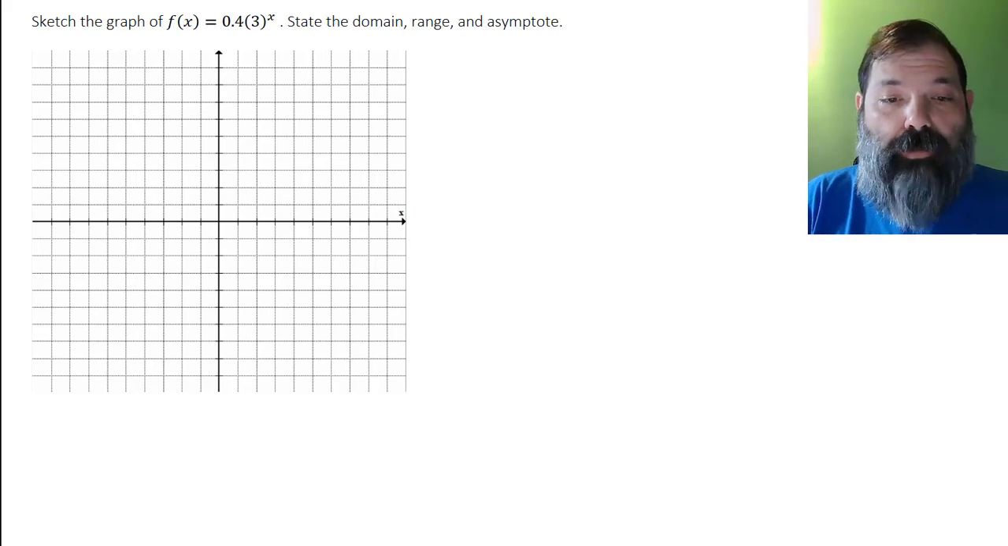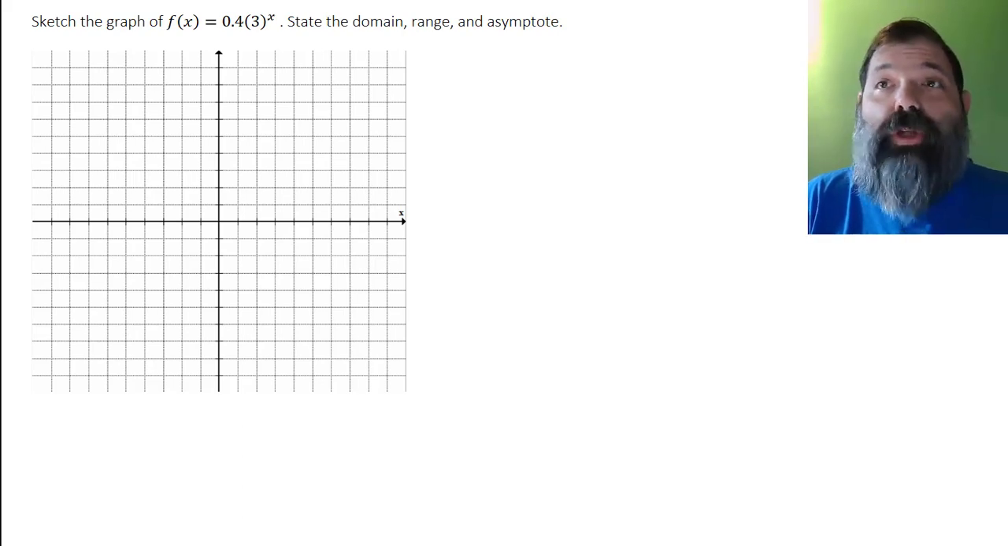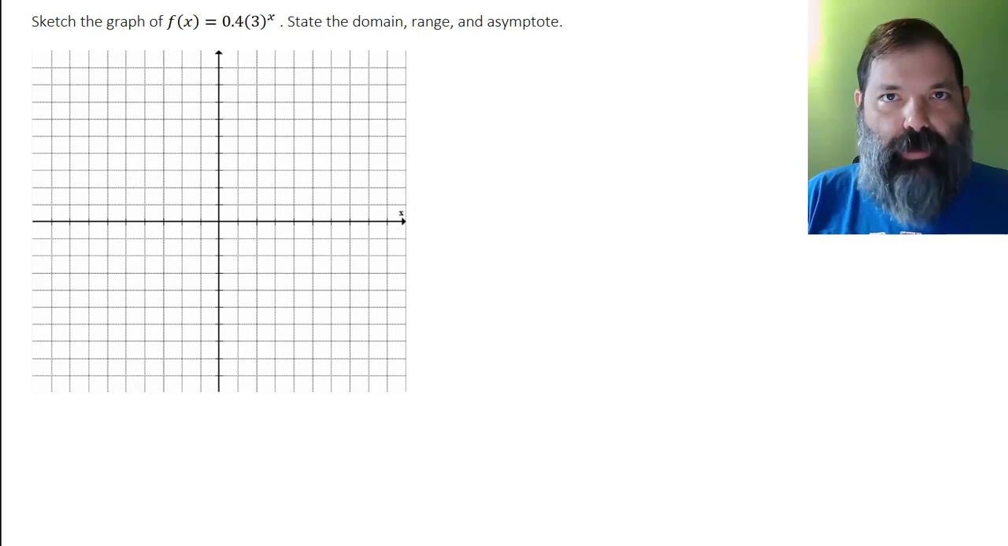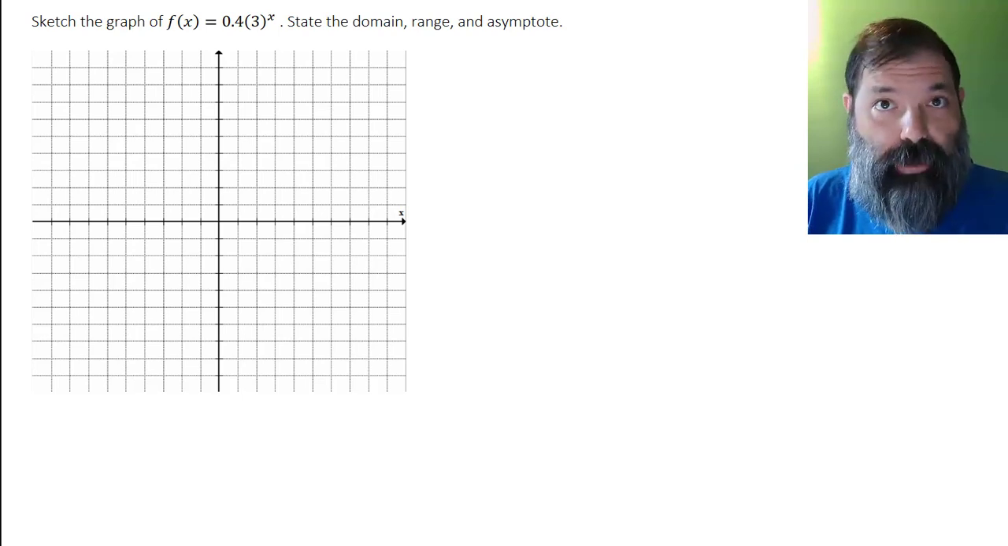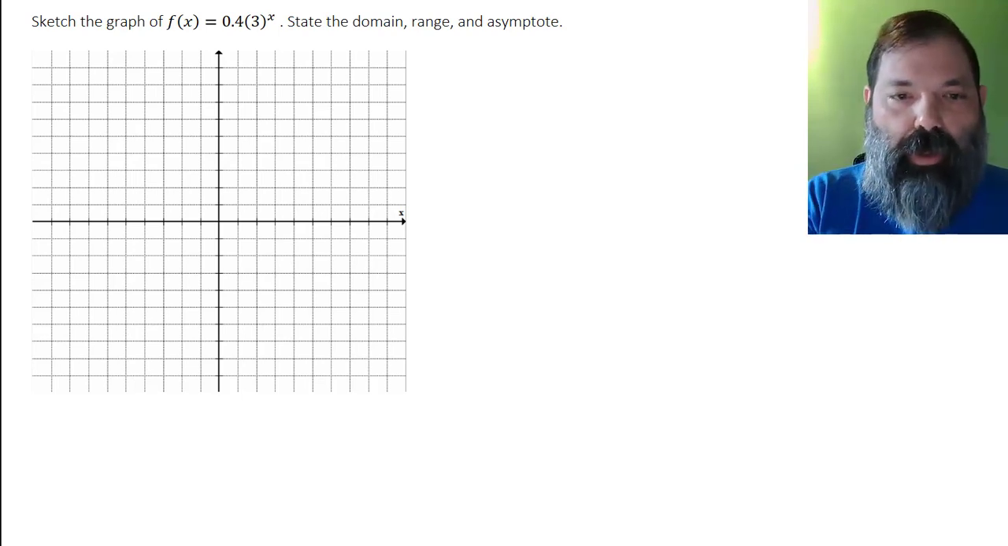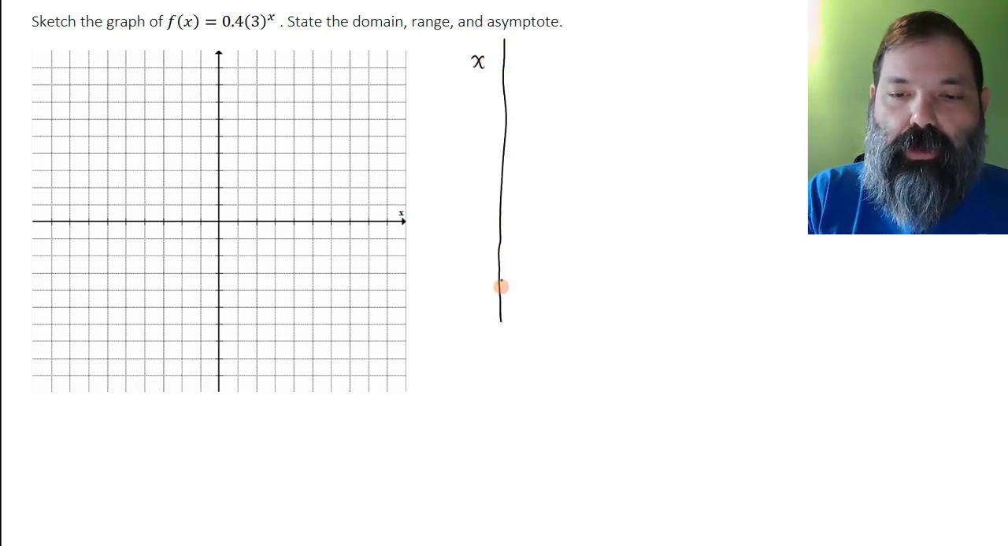Sketch the graph of f of x equals 0.4 times 3 to the x. State the domain, range, and asymptote. So we can think of this function, 0.4 times 3 to the x, as a transformation of the graph of 3 to the x. So let's start there. Create a table for 3 to the x.